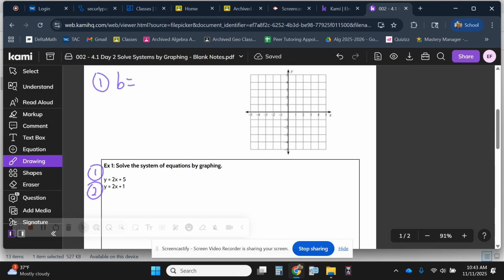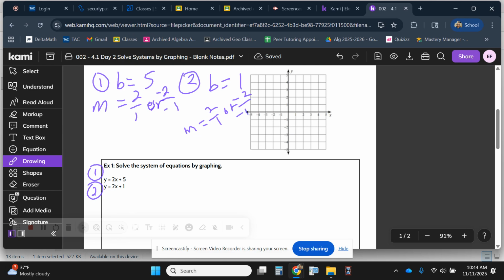b for number one is equal to 5, and the m is equal to 2 over 1. Or remember, it can also be the exact opposite. I don't mean flip, I mean the exact opposite signs. So negative 2 over negative 1. For number two, the b is 1, and the m is also 2 over 1, or negative 2 over negative 1. All right, so let me graph both of those.